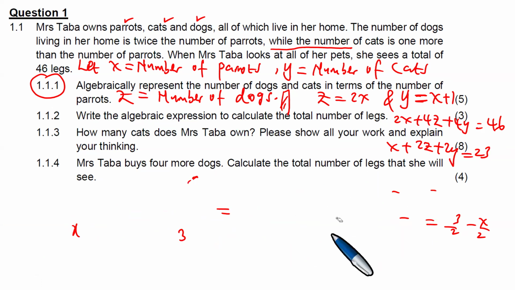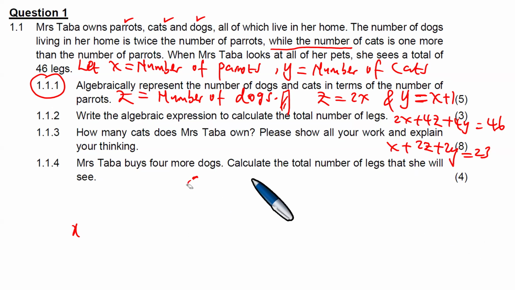So the 5 marks, what were the 5 marks for? The 5 marks were for just the separate equations. The number of dogs in terms of the number of parrots is 2x, and the number of cats in terms of the number of parrots is x plus 1. Then the next one, calculate the total number of legs, which is exactly this one. You get the point? Then we do the next thing.